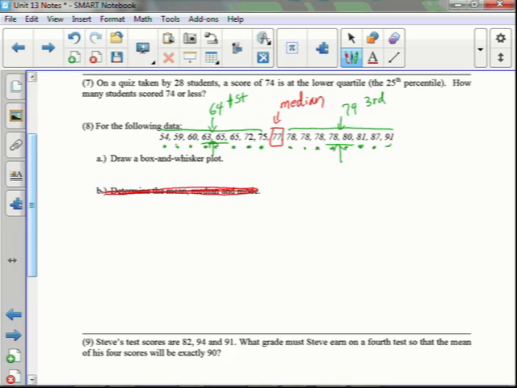Okay, now we're going to draw the box and whisker plot. Now that we've got our 5 data points, we draw our line out, and I'm going to use a similar scale because my minimum value is 54 and my maximum value is 91. So I want to go from 50 to 100.